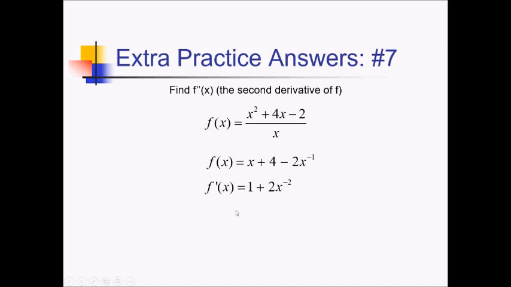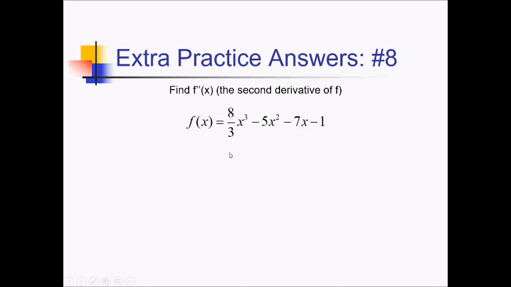Now I have to take the second derivative, which is just the derivative of the derivative. So the 1 gets zeroed out here. We're really just taking the derivative then of 2x to the negative 2. That's going to be, using the power rule, negative 4x to the negative 3.